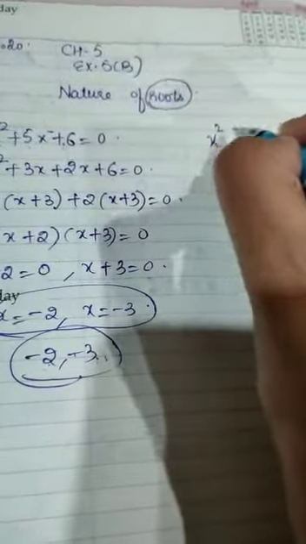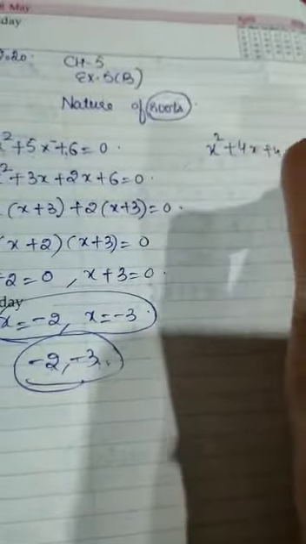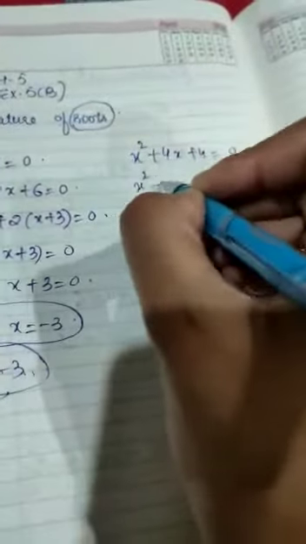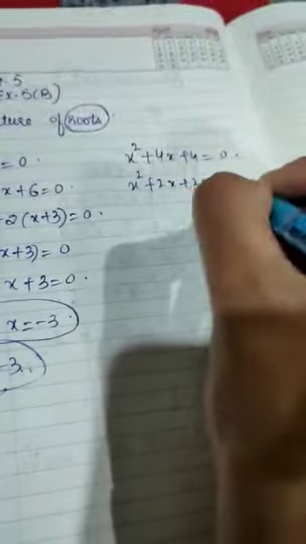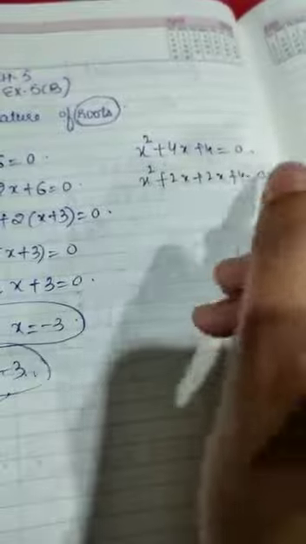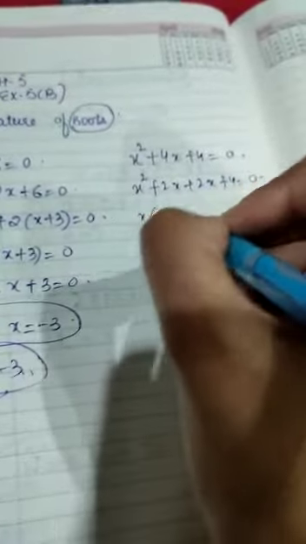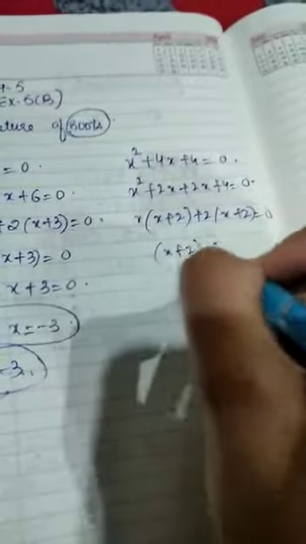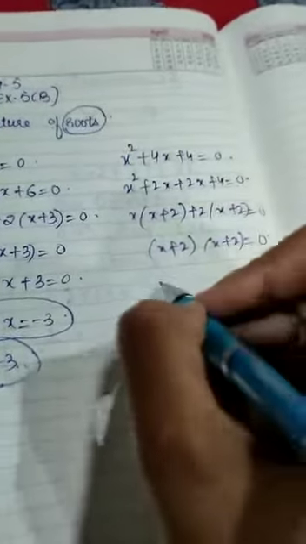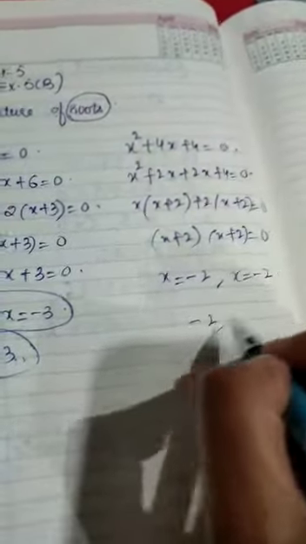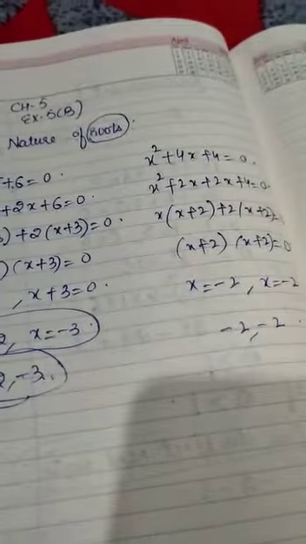Now come to one more example. Suppose you are given x square plus 4x plus 4 equals 0. Again we will solve this by factorization only. So x square plus 2x plus 2x plus 4 equals 0. You all know how to do middle term splitting, that's why I'm not explaining here. x plus 2 common, (x plus 2)(x plus 2) equals 0. Again we will get two values. Either the first factor equals 0 or the second factor equals 0. So minus 2 and minus 2.